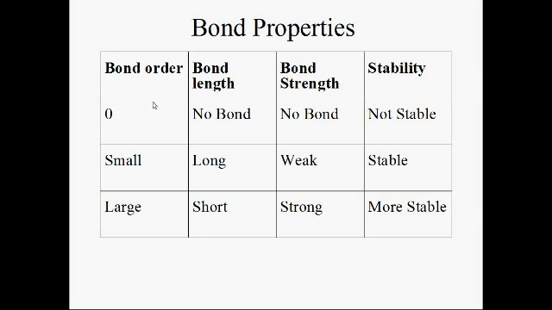So bond orders: as we increase bond order... If we have a bond order of 0, we have no bond. It just falls apart. It's not stable. As we increase bond order, our bond is going to start long and then get short. And as we increase bond order, we're going to start off with a weak, long bond and become a strong, short bond.